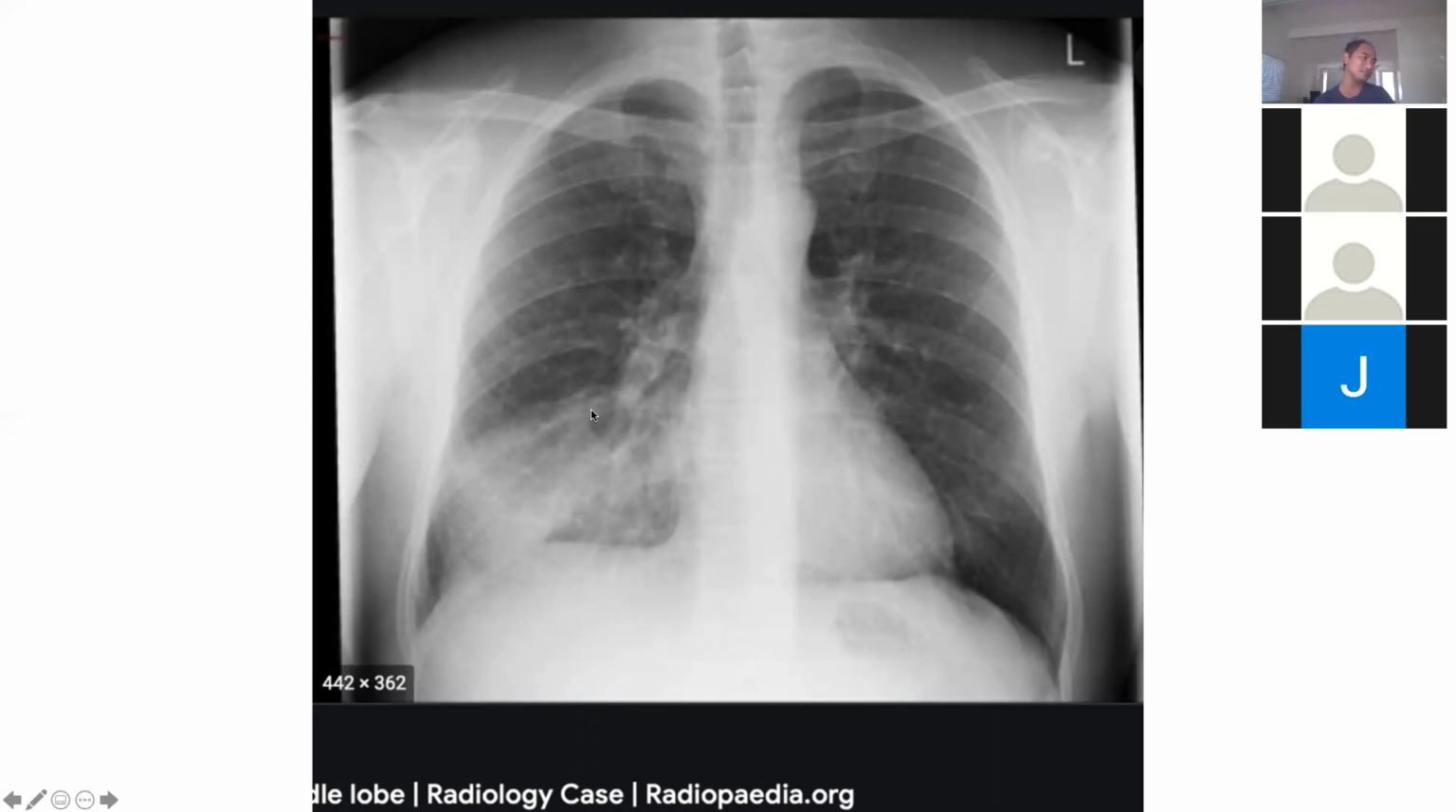But on the right, there is quite a lot of shadow here. The upper lobe looks okay, but the middle lobe looks very hazy and dense. That is the lobar pneumonia. Lobar pneumonia means affecting the middle lobe of the lungs. So that is the typical lobar pneumonia, which is affecting the right lobe of the lung.